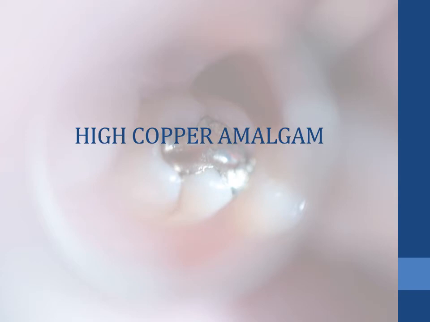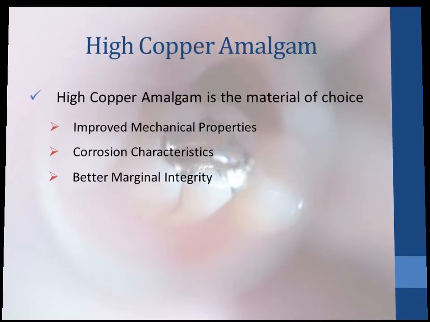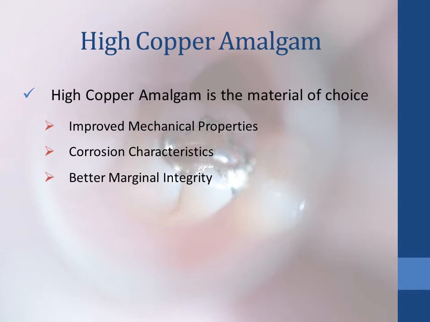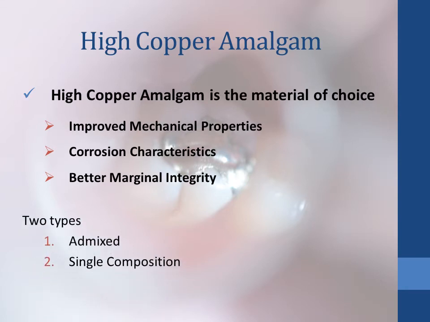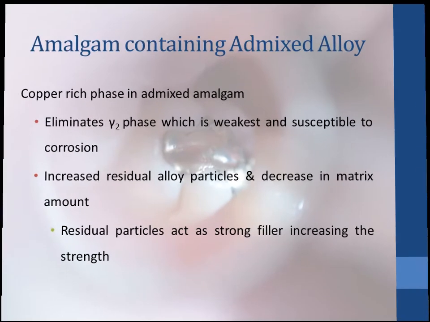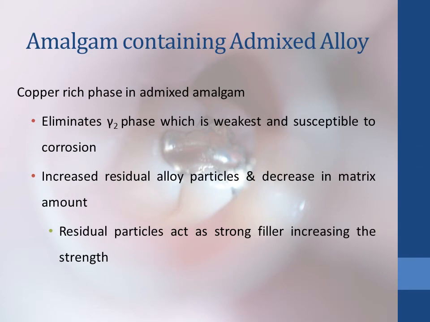Now let's move to the high copper amalgam. The setting reaction is very different and the phases formed are also very different. High copper amalgam is the current material of choice and it has replaced the low copper amalgam because of the improved mechanical properties, better corrosion characteristics, and better marginal integrity. So there are two types of high copper amalgam: admix and single composite. The reactions of these types are different. Let's look at them separately.